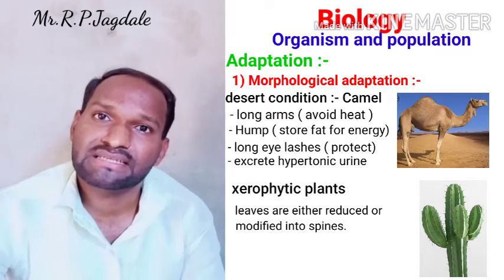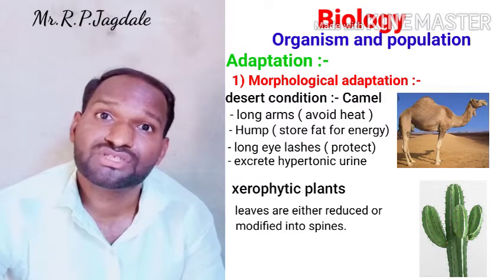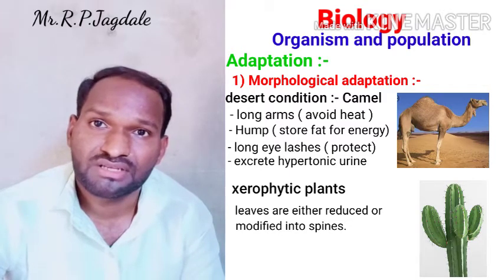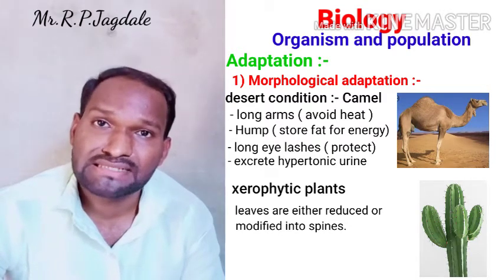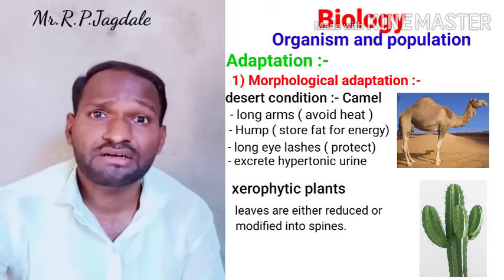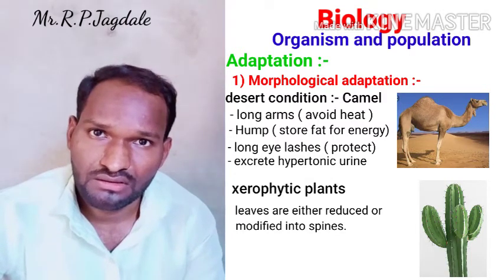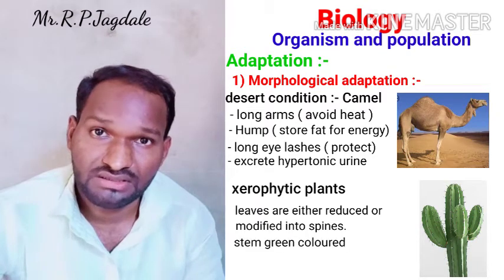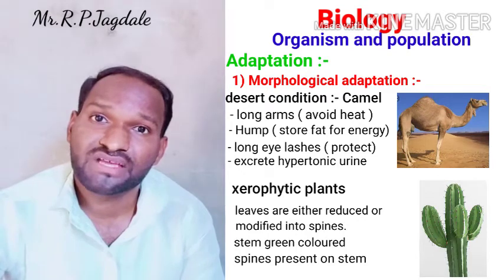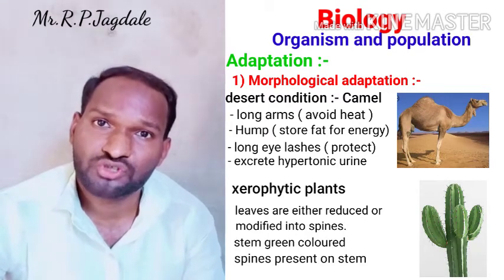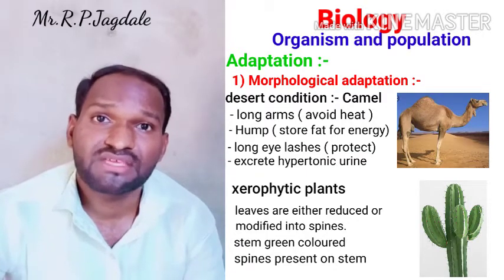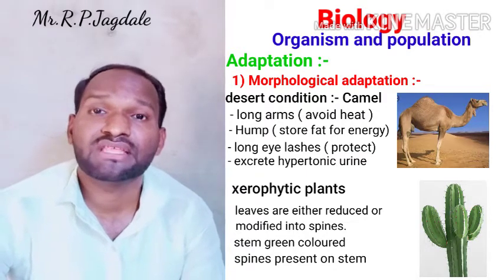We can see in the picture a plant which doesn't have any leaves, but it has a green part. That is nothing but its stem, which has a green color, and on the stem there are spines which stop transpiration. In that way they are saving or conserving their water.